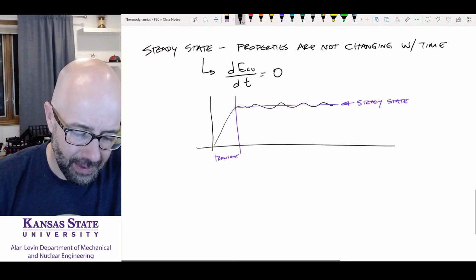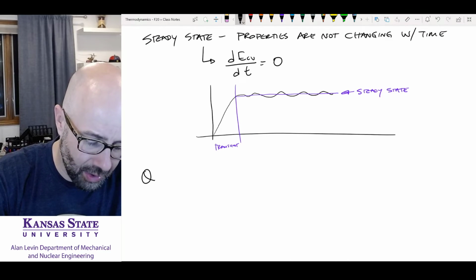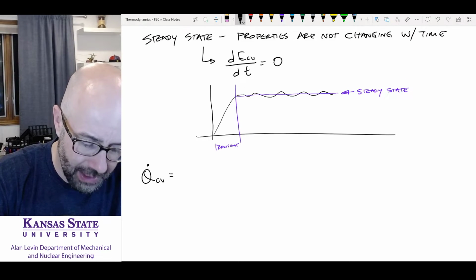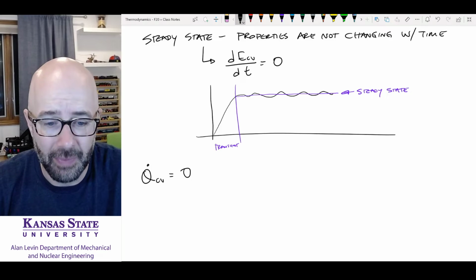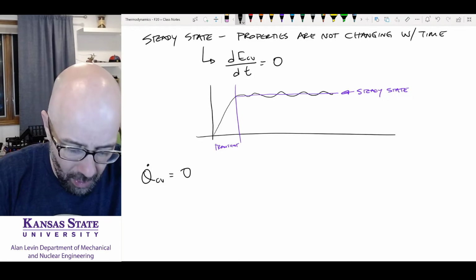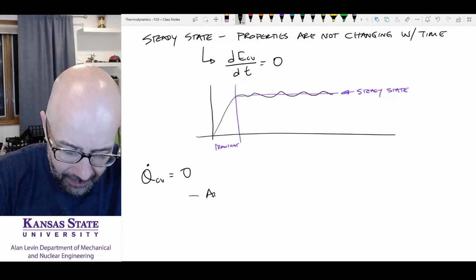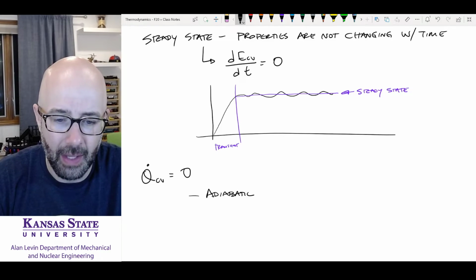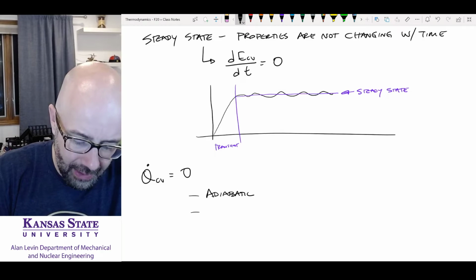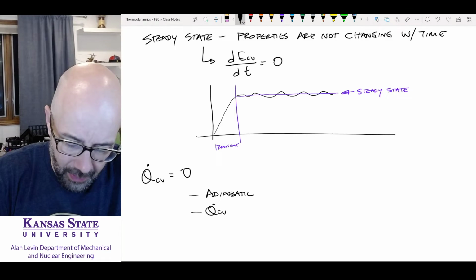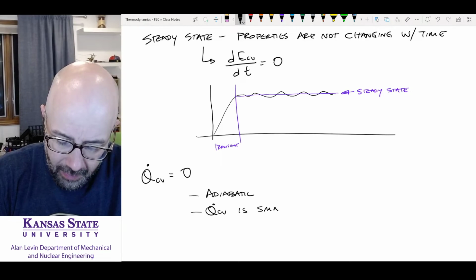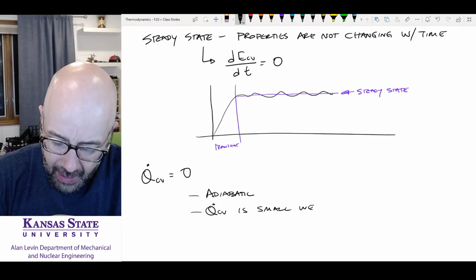Now, sometimes we also have that the heat transfer rate of the control volume is equal to 0. We can eliminate that. Okay, and what do we do there? Well, we have words. We have adiabatic. Or we say that the heat transfer rate is so small we can consider it negligible.